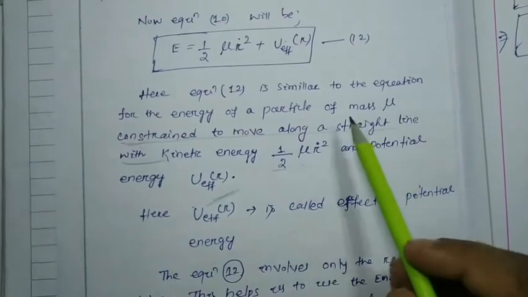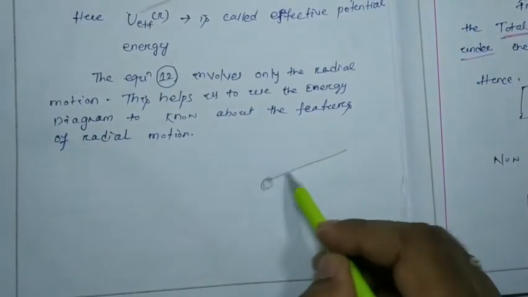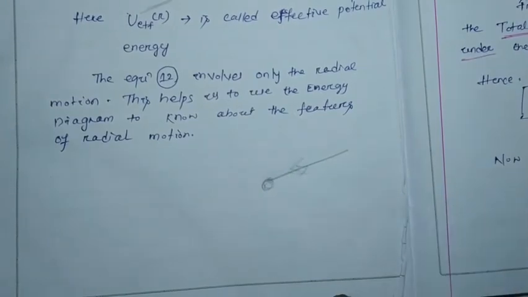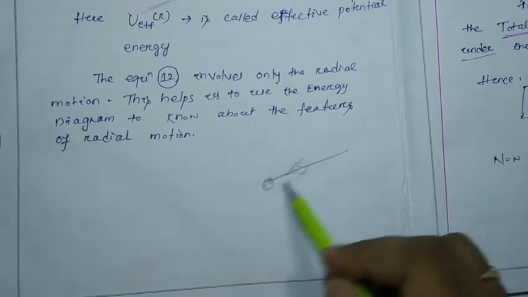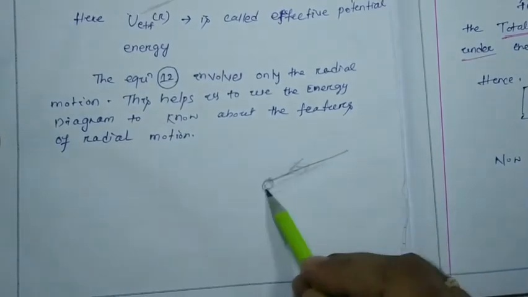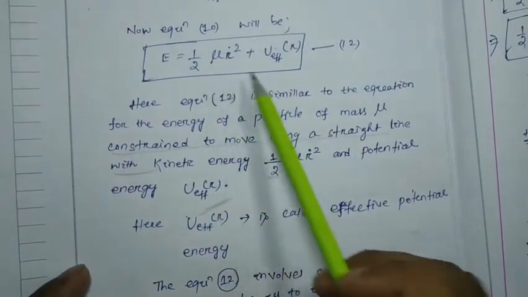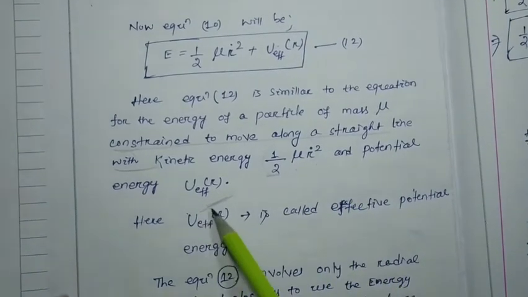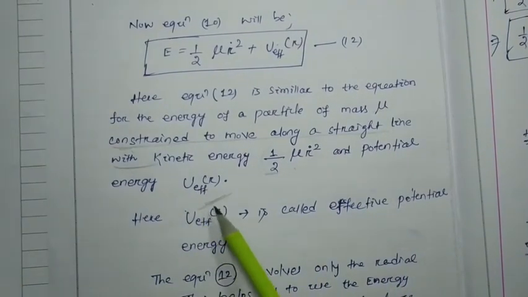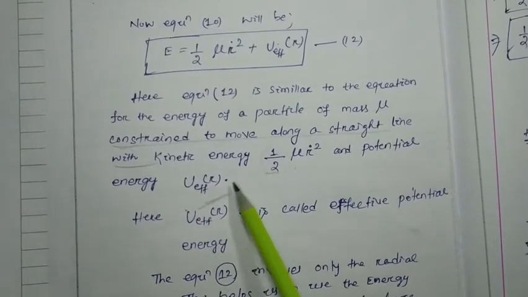You understood what this is, the constraint to move along a straight line. That means your central force acts along a radial direction, so it has to be a straight line motion. And at the time of motion, what will be the kinetic energy? That will be half m, here m is mu, half mu r dot square, and the effective potential energy, or collectively the potential energy, is u effective(r), which is nothing but this.